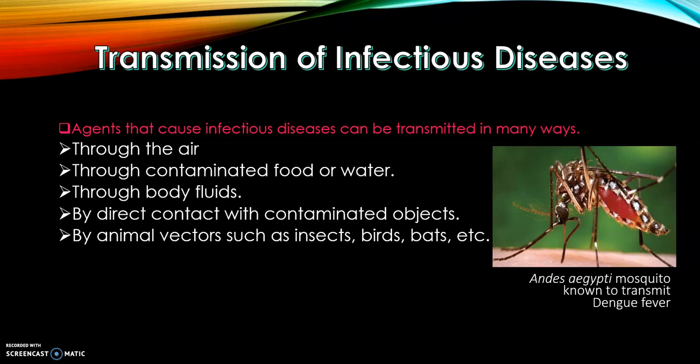Transmission of infectious disease. Agents that cause infectious disease can be transmitted in many ways. First, air. It is very common. Second, contaminated food or water. Third, through body fluids. Fourth, by direct contact with contaminated objects or humans. And fifth, by animal vectors such as insects, birds, bats, etc.